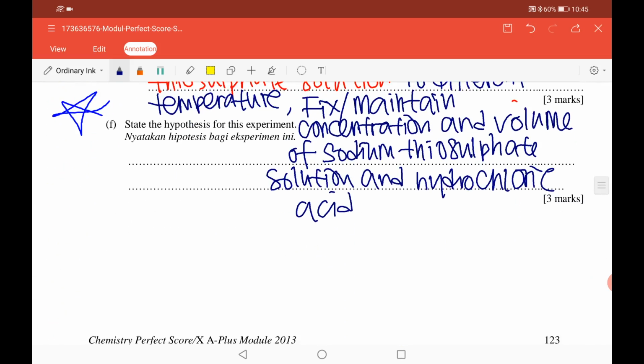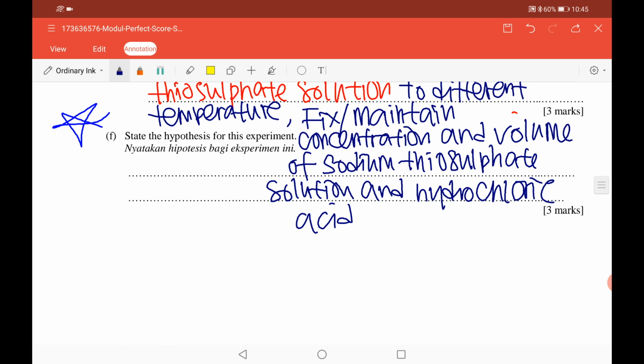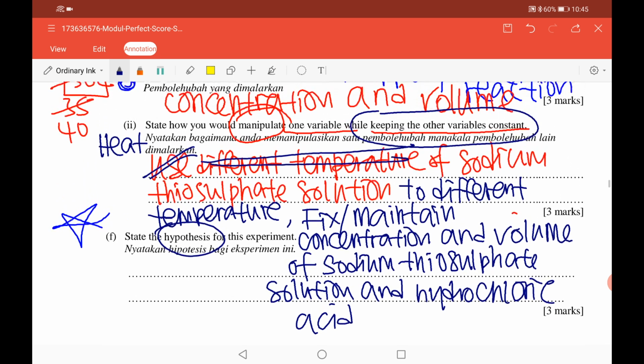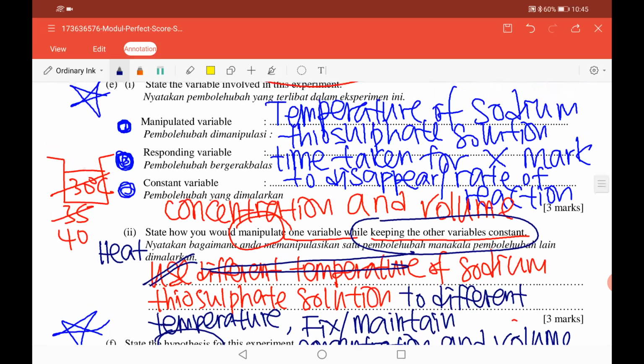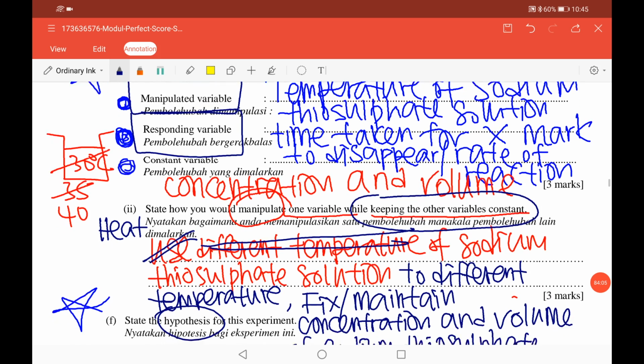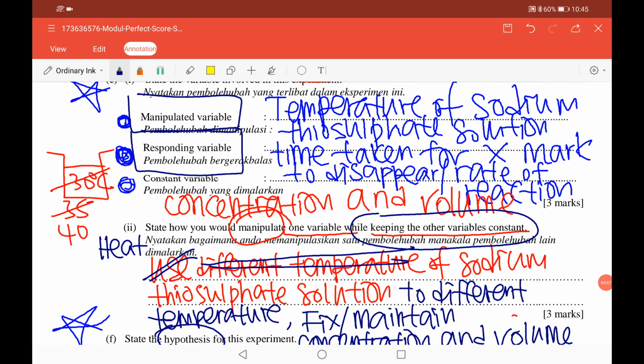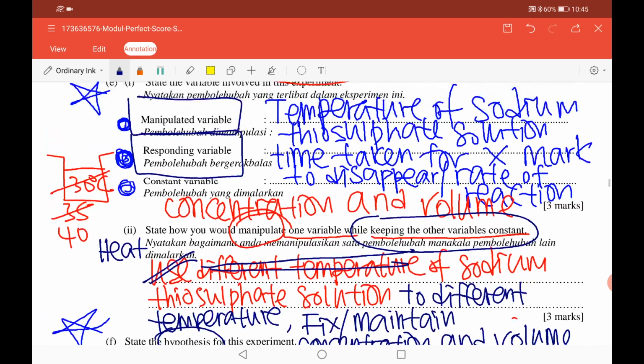So now next one. Now we have to talk about the hypothesis of this experiment. So for hypothesis, you must try to relate your manipulated and responding variable. Okay, and the sequence is very important. Manipulated in front, responding variable at the back. Okay, so our manipulated variable is temperature, and then our responding variable is time taken, or we call rate of reaction.